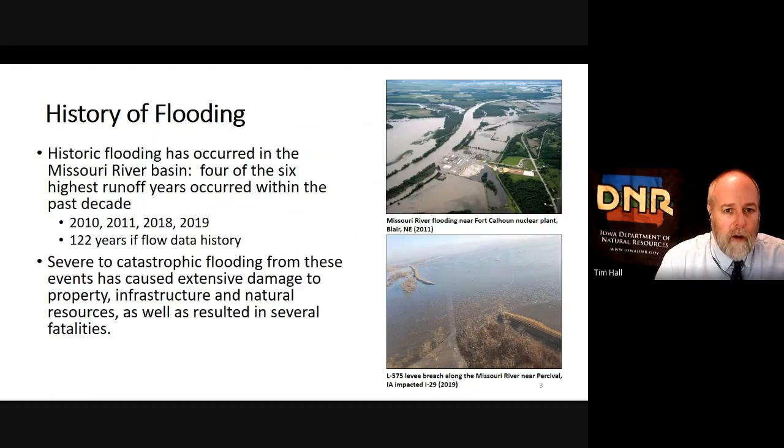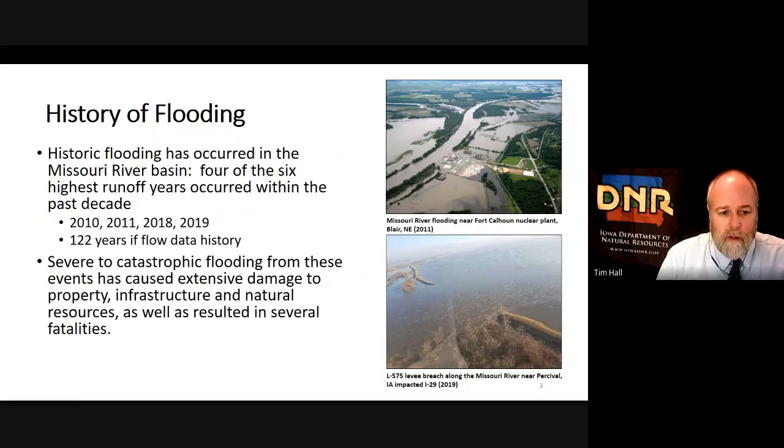Just a quick background. Obviously, those of us who work along the river understand and know this. Historic flooding has occurred on the Missouri River Basin. 4 of the 6 highest runoff years occurred in the last decade. We saw significant flood events in 2010, 2011, 2018, and 2019. So out of 122 years of flow history, 4 of the top 6 have been in the last decade.